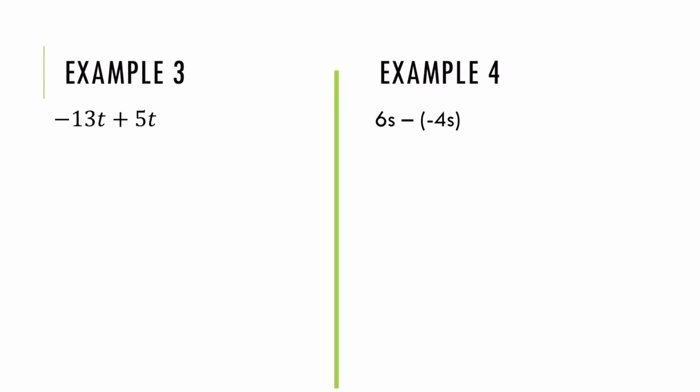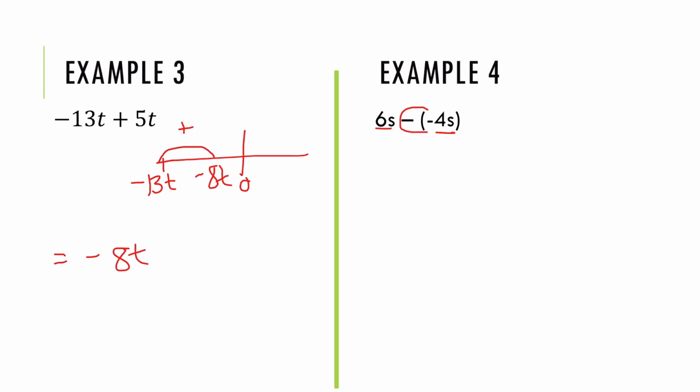In example 3, I've got negative 13t plus 5t. So if I was on a number line, negative 13t would be here, and by adding 5t, I would be moving closer to 0. So I'd be moving 5 places closer to 0, which would give me negative 8t. And in example 4, I've got 6s take away negative 4s. Remember, take away a negative is the same as adding, so this just becomes 6s plus 4s, which is 10s altogether.